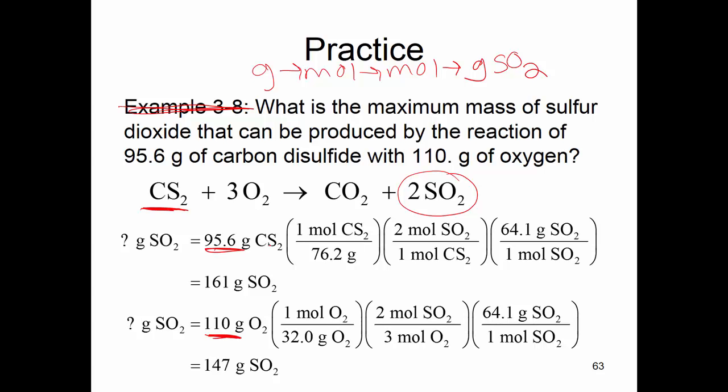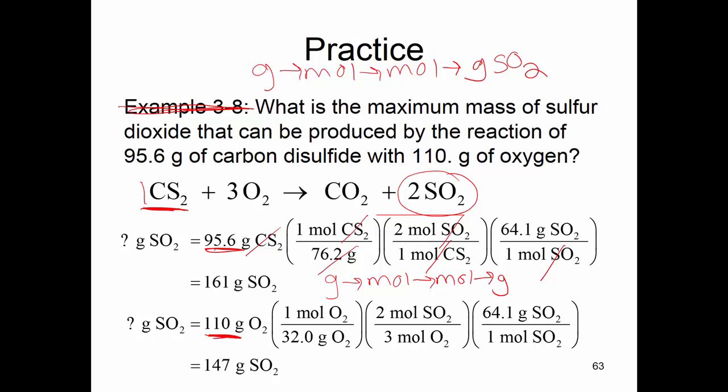We take 95.6 grams and convert to moles by using the molar mass. And then we plug in our mole to mole ratio in step 2. We have 1 mole for every 2 of SO2. So this is grams to moles, here's our mole to mole ratio, and then we convert from moles to grams of SO2 by using the molar mass of SO2. So we add up here and we get 161. So all this is going from grams to moles to grams.